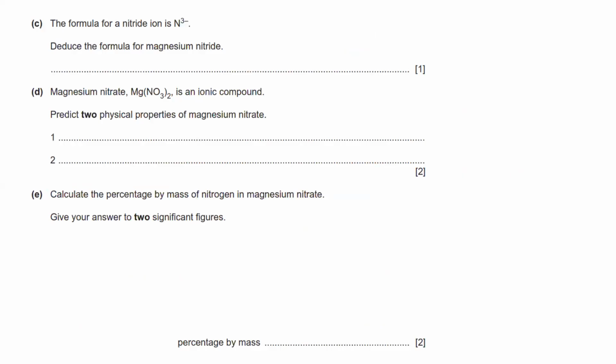So part C, the formula of nitride ion is N3-. Deduce the formula of magnesium nitride. So remember, magnesium was Mg2+ plus N3-. This goes Mg3N2. This will be our answer, Mg3N2.